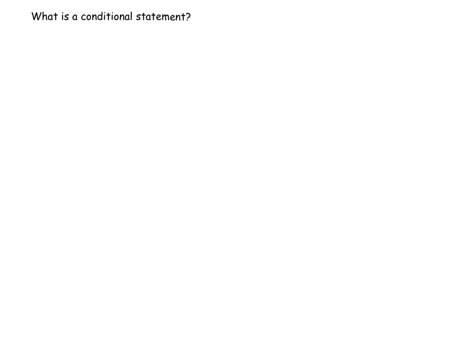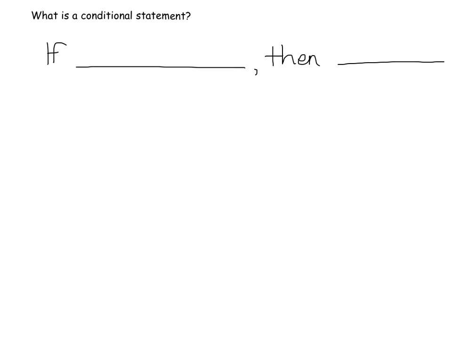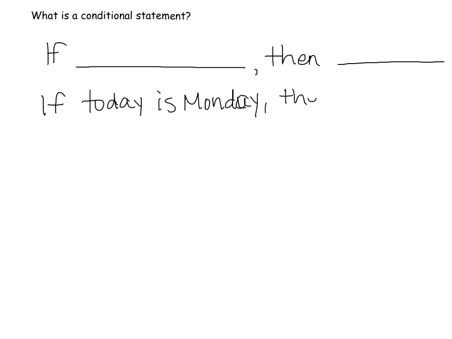Well, first thing we need to know is, what is a conditional statement? Well, a conditional statement is just a statement that has an if followed by a statement, and then a then followed by another statement. So for example, I might say, if today is Monday, then I have soccer practice.